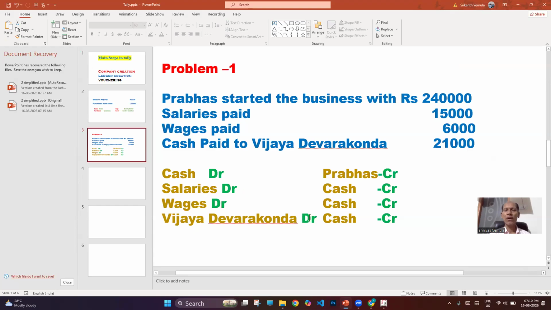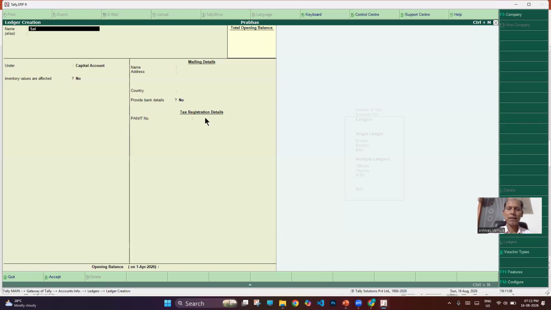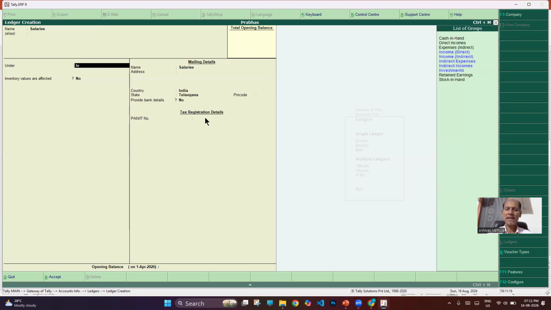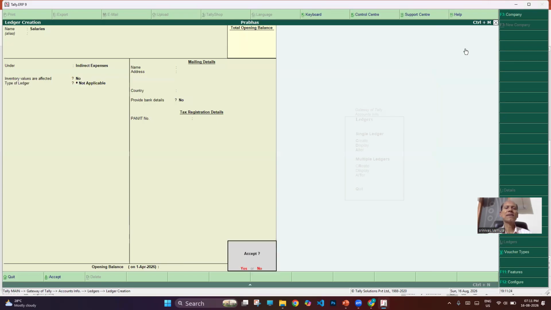As we have learned in the previous classes, cash and profit and loss account, these two ledgers exist by default. We need to create salaries. So salaries, enter, under indirect expenses. Salaries should be saved under indirect expenses. Yes, saved. Next.